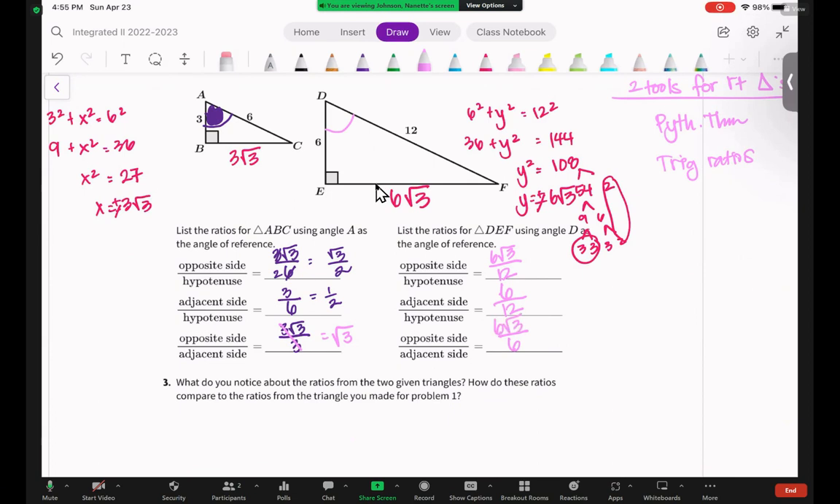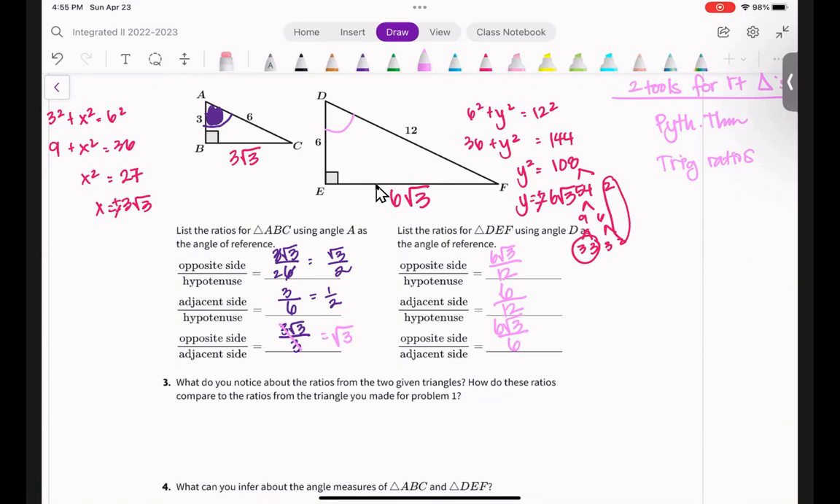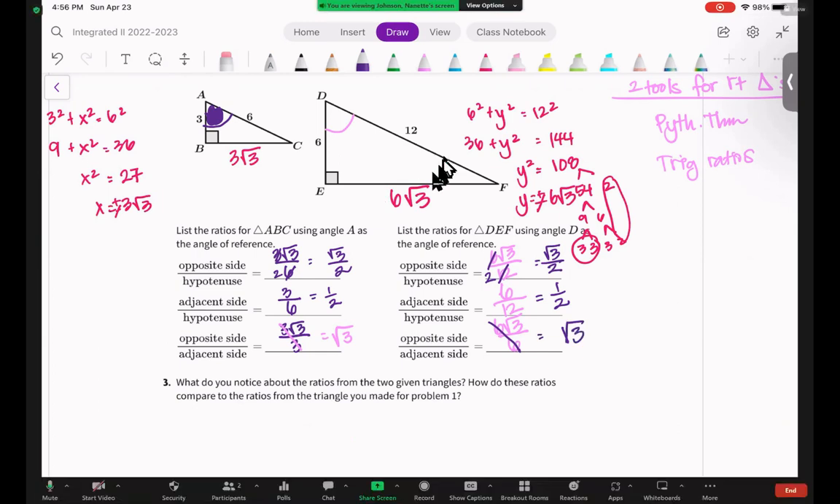So now I want to simplify my answers. So this would simplify with this, leaving a 2 on the bottom. So that's √3/2. 6/12 is equal to 1/2. And these simplify into 1. Now you should, 1√3. You should notice something. You should be like, hey, Miss Johnson, these answers are the same. And I'm like, yeah, that's weird, right?